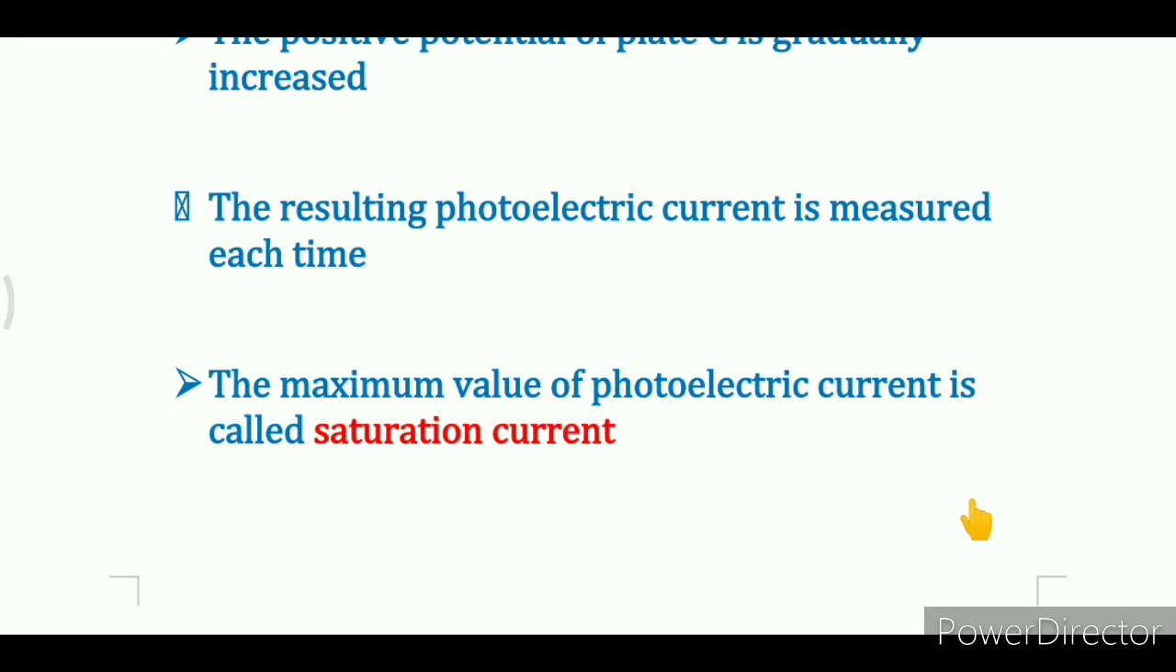After that, at some stage, when a certain positive potential of the plate C occurs, all the emitted electrons are attracted towards the collector plate, and hence there will be no more increase in the photoelectric current. That means we have got the maximum value of the photoelectric current. That maximum value of photoelectric current is said to be the saturation current.